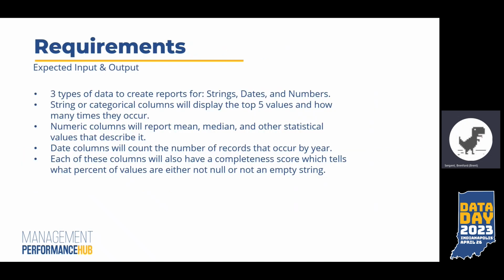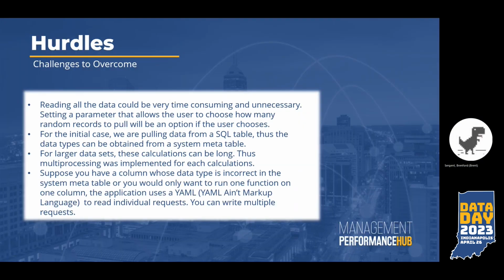The first thing we did was we decided that there were 3 data types that were worth focusing in on. These data types were strings, dates, and numbers. The additional calculations for strings, or as we ended up calling them, categorical columns, were to display the top 5 most reoccurring values and how many times they reoccurred. For numeric columns, we decided to calculate statistical values relevant to them, such as the mean and median. And finally, for date columns, we decided to record the number of records associated with each year in the dataset.